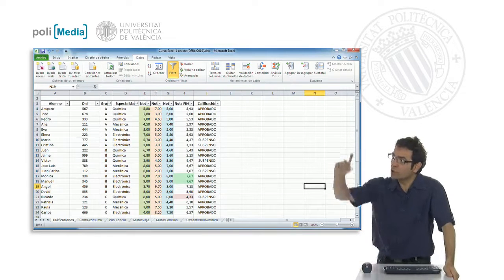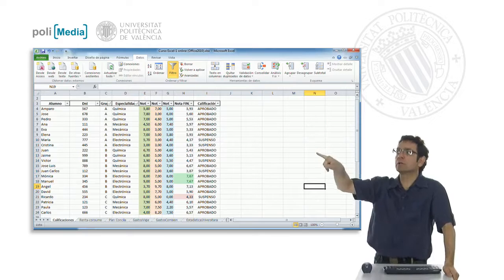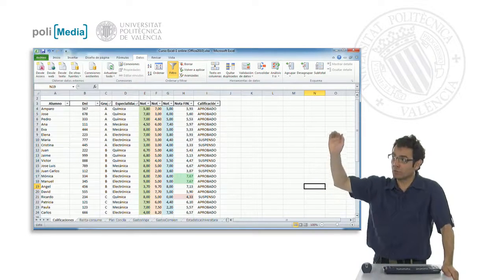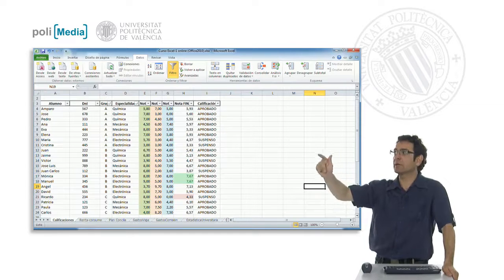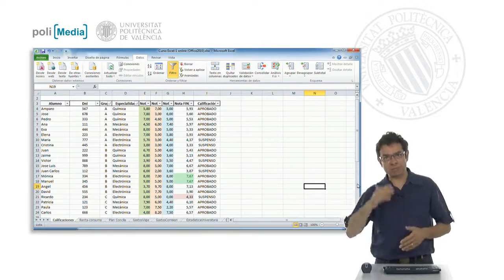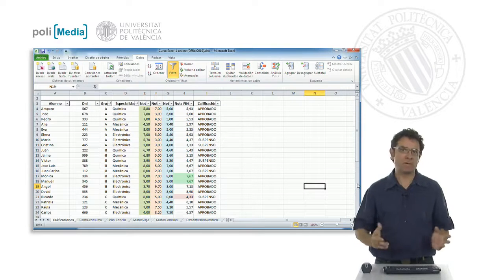We see that first we have all those that are from Group A, and within Group A, Chemistry, Mechanics and Electronics all in order. Next all of those from Group B, Chemistry, Mechanics and Electronics all in order. And then those from Group C, Chemistry, Mechanics and Electronics all in order. So we could have many levels of sorting, and we could practically sort the table as we like, as we fancy.